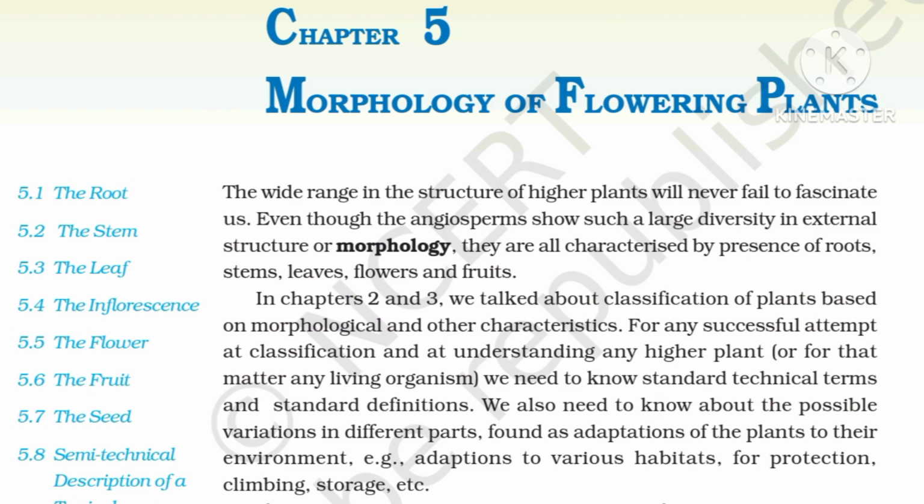In chapters 2 and 3, we talked about classification of plants based on morphological and other characteristics. For any successful attempt at classification and at understanding any higher plant, or for that matter any living organism, we need to know standard technical terms and standard definitions. We also need to know about the possible variation in different parts, found as adaptations of the plants to their environment. Example: adaptation to various habitats for protection, climbing, storage, etc.